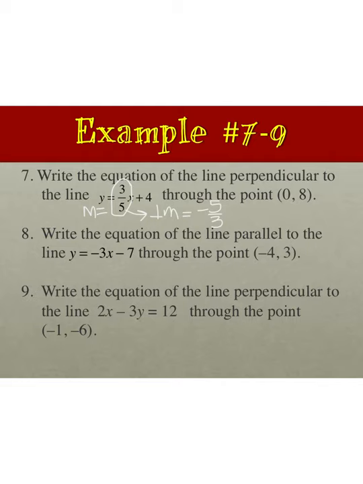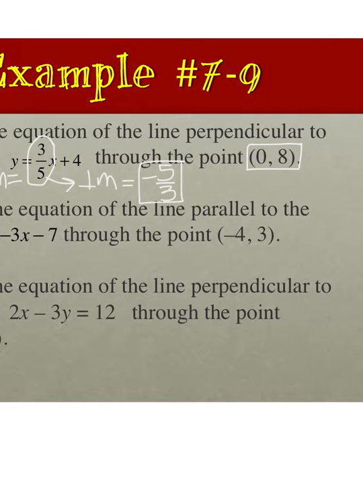Now our line goes through the point (0, 8). So we have the two things that we need to write the equation of a line in any form. It didn't specify which form, so I could write it in any. If I decided to write this in point-slope form, it would be y minus 8 equals the slope -5/3 times x minus 0. All of that minus 0 part is not necessary, so I could just write this as y minus 8 equals -5/3 x.